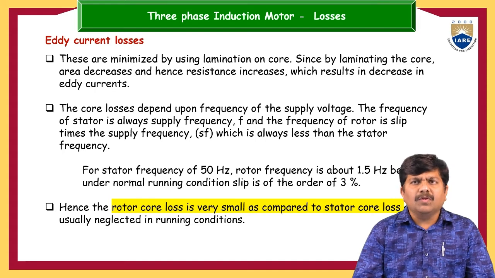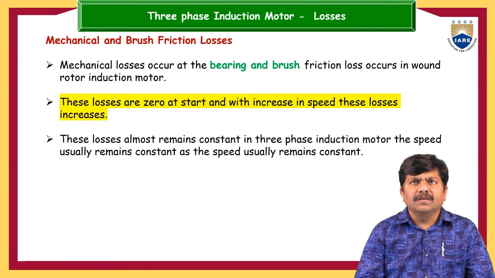Hence, the rotor core loss is very small as compared to the stator core loss and is usually neglected in running conditions. And one more category is mechanical and brush friction losses. As I told just now, mechanical losses, brush friction losses and air windage losses all come under one category. Those are nothing but the mechanical losses. Mechanical losses occur at the bearing and brush friction loss occurs in the wound rotor induction motor.